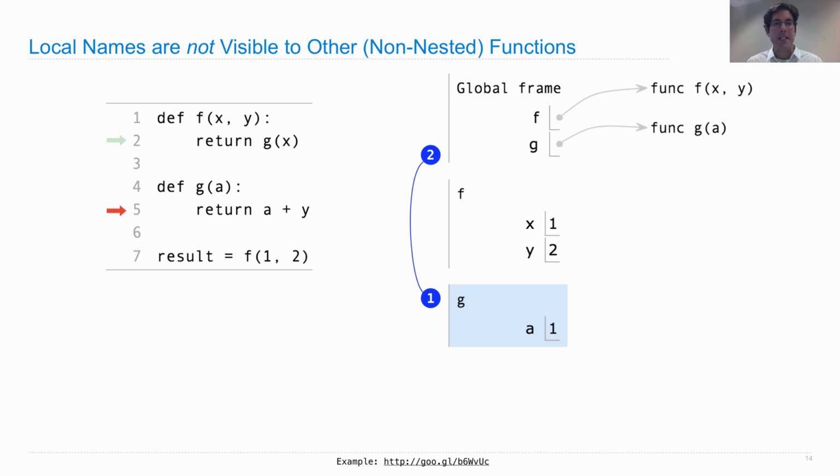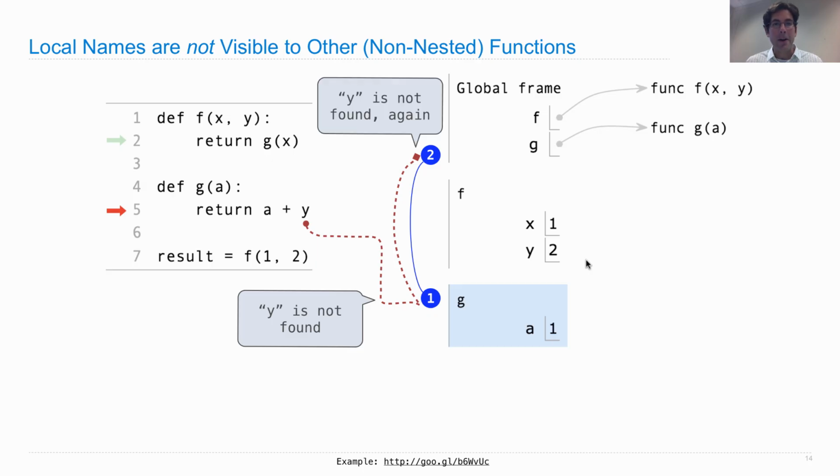The current environment consists of this local frame followed by the global frame. So when we go to look up the name y, we look for it here and it's not found. We look for it there and it's not found. And so we get an error that y is not in the global frame. Error. An environment is a sequence of frames.